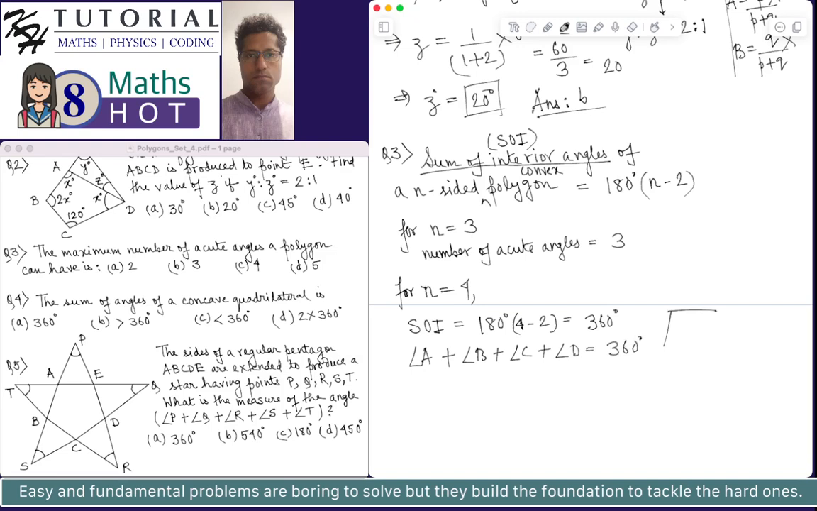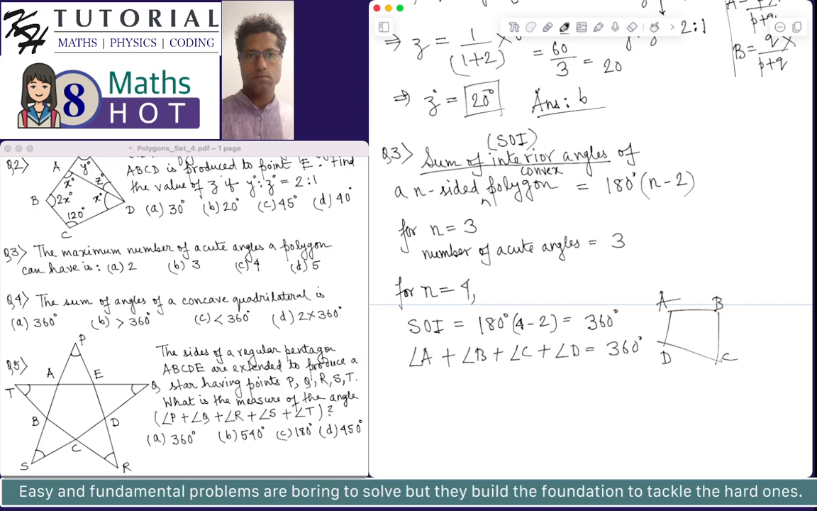Let's say this is the polygon A, B, C, D with number of sides 4. We know that the sum of the interior angles will be 360 degrees. Now we have to find, of the 4 angles A, B, C, D, what is the maximum number of angles that can be acute.